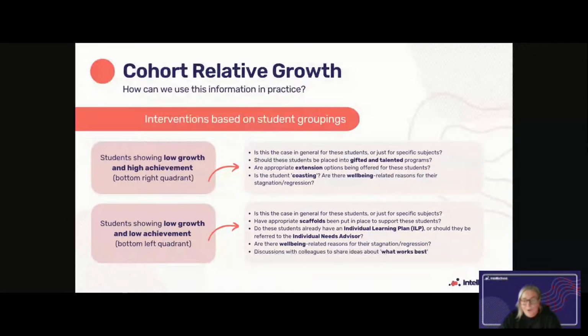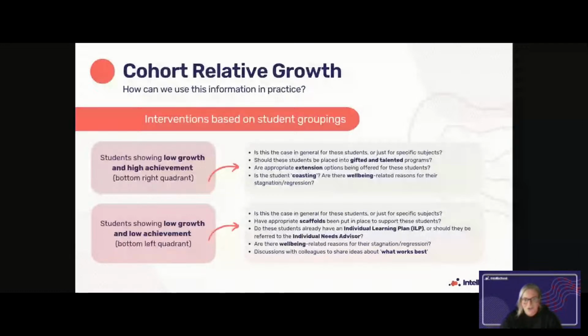Are they being given appropriate extension options so that they can continue to experience that growth and start to reverse that regression? And like I mentioned before, I would think that it could be the case that in that bottom right quadrant, some of those kids could be coasting. This is an opportunity as well to check, is there a well-being related reason for their stagnation or regression? You know your kids best.